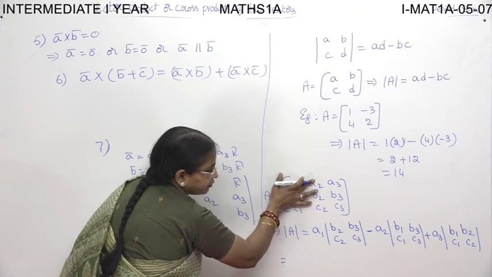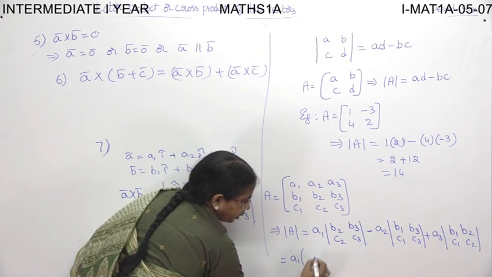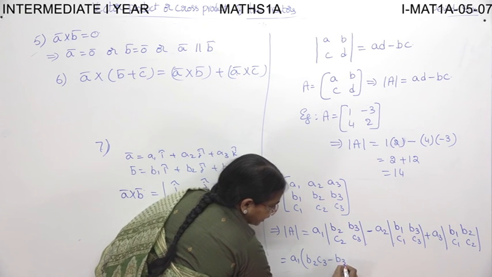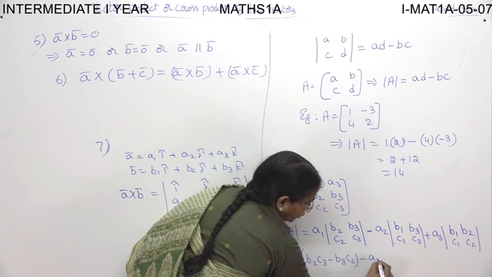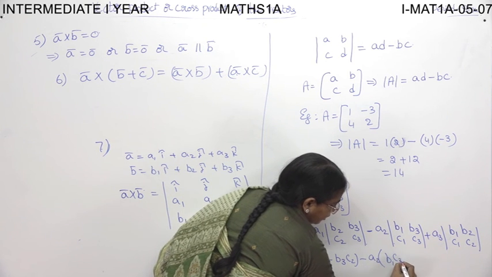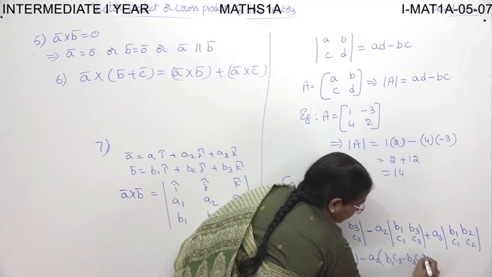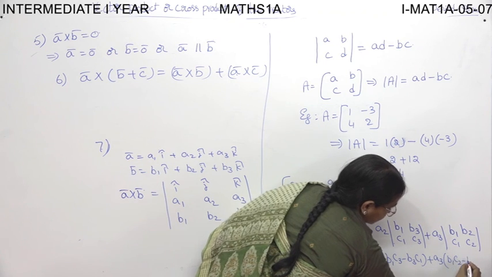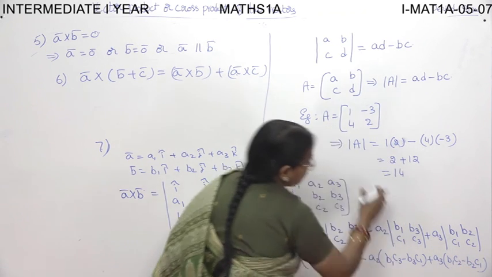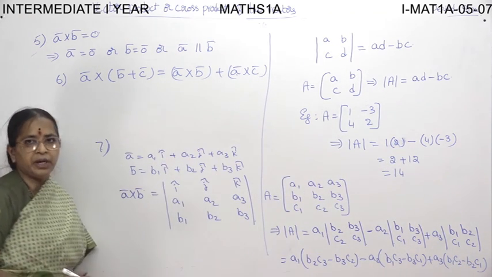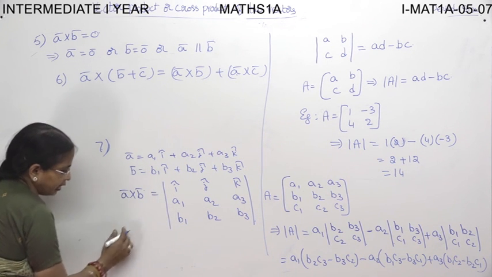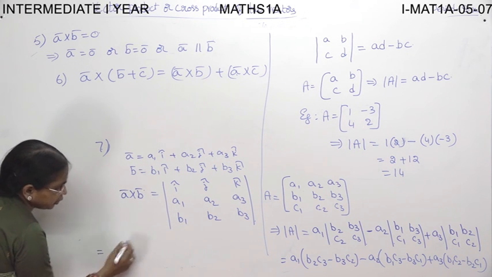So the determinant of a 3 by 3 matrix is A1 into (B2, C3 minus B3, C2) minus A2 into (B1, C3 minus B3, C1) plus A3 into (B1, C2 minus B2, C1). This is the procedure to find the determinant of a 3 by 3 matrix.